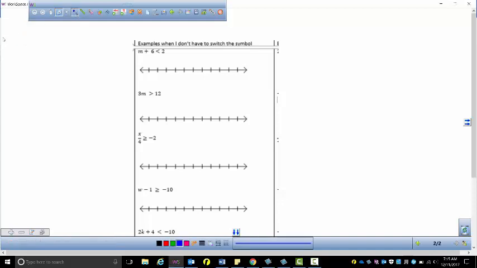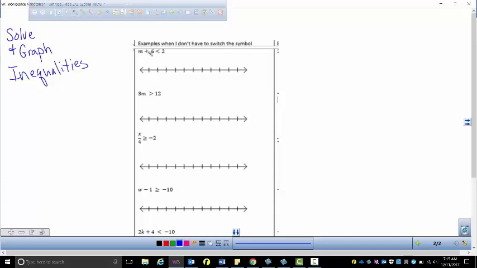So in this video, we're going to look at how to solve and graph inequalities. Make sure you have the note sheet from the teacher, and we're going to start on the left side of your note sheet where it says examples when I don't have to switch the symbol. So make sure you follow along with the notes. If you need to, hit pause.